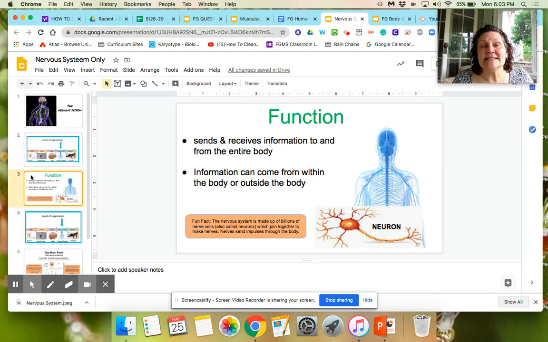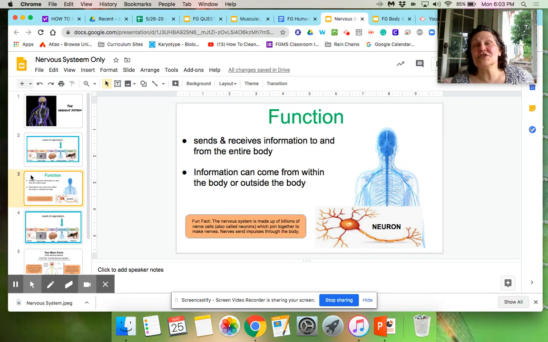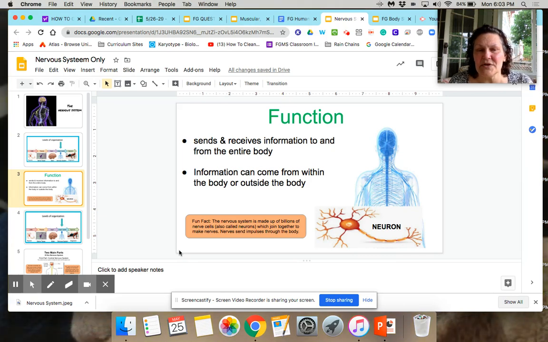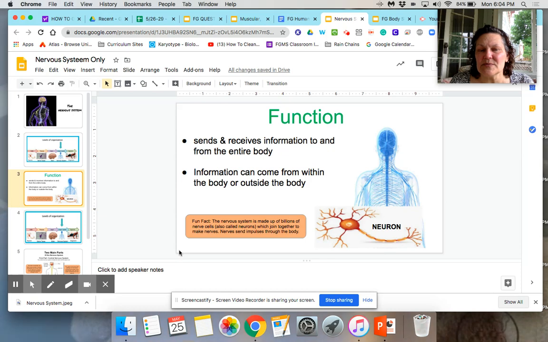Now, cells in the nervous system have a specific name, and there are different types of them, but the big umbrella term is called a neuron. If you look down here in the orange, it says the nervous system is made of billions of nerve cells, also called neurons, which join together to make nerves. And nerves send impulses through the body. So they send signals through the body.